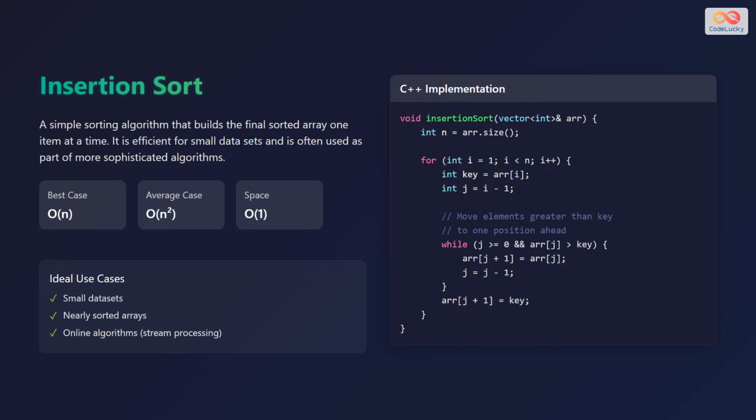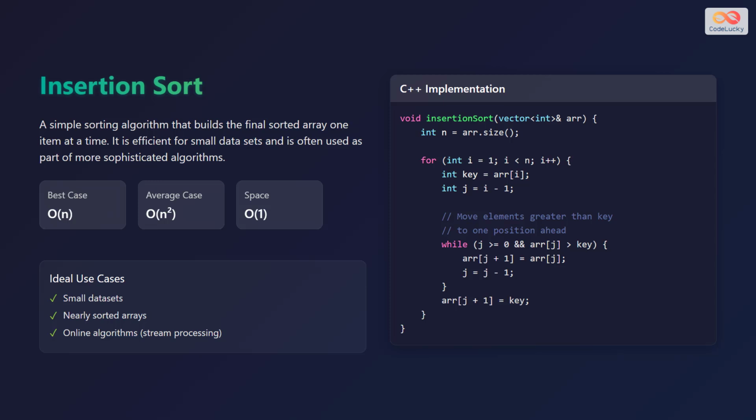Now let's explore insertion sort. Insertion sort is a simple sorting algorithm that builds the final sorted array one item at a time. It is efficient for small datasets and is often used as part of more sophisticated algorithms. Insertion sort works well for small datasets and nearly sorted arrays.